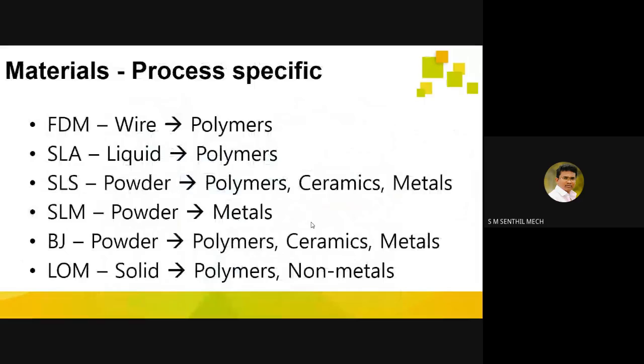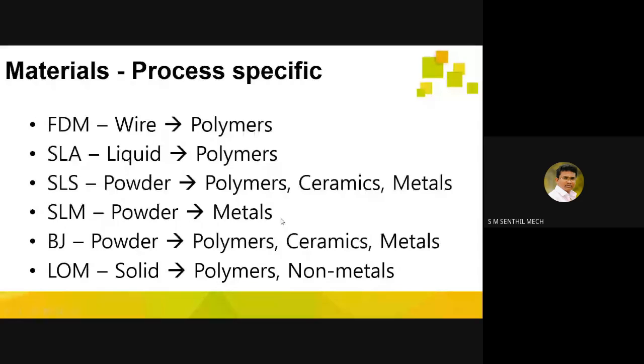With this, we also shifted towards the different material types used for a specific process. This is the overview you'll be getting here. FDM, the wire form, will be using raw material which is mostly polymers, and SLA will be using liquid form of raw materials, which will usually be polymers. For selective laser sintering, we'll be using powder form of raw materials, usually polymer, ceramics, and metals. And for selective laser melting, we'll be using powder material, which will be metals.